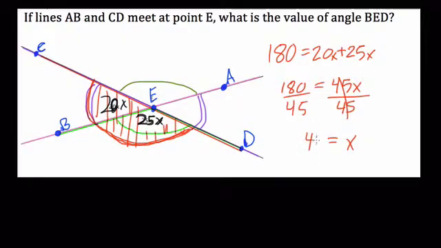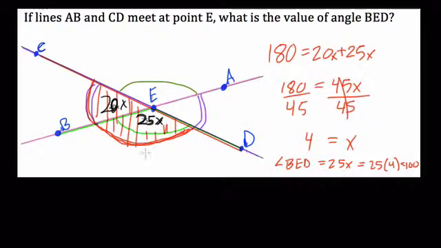So x equals 4. And don't fall for this right here: they will always list 4 as a choice for you, and students often rush and pick 4 as the answer. 4 is the value of x, not the value of the angle. Angle BED equals 25 times x, so 25 times 4, because x is 4, and that's 100.